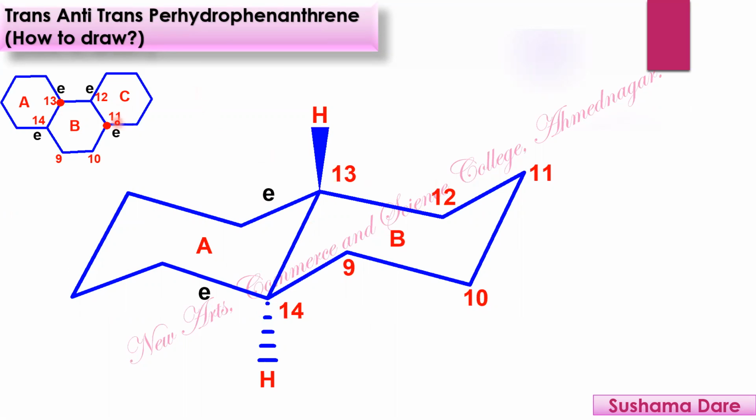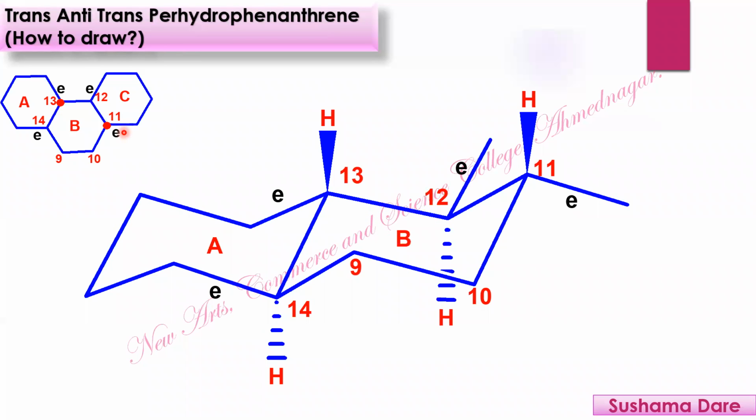Next duty is to go for the next ring C. So ring C starts from 10, 12 and 11. So you focus on 12 and 11. After focusing on 12 and 11, look at the stereochemistry of hydrogen at 12 and hydrogen at 11. So 12 hydrogen is going in a downward direction, 11 hydrogen is going in the up direction, and the remaining ring bonds are both equatorial. So number 12 equatorial bond, number 11 equatorial bond.